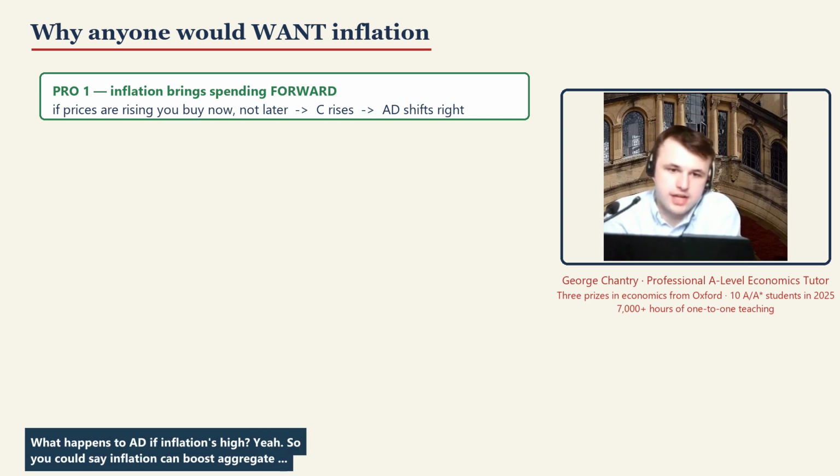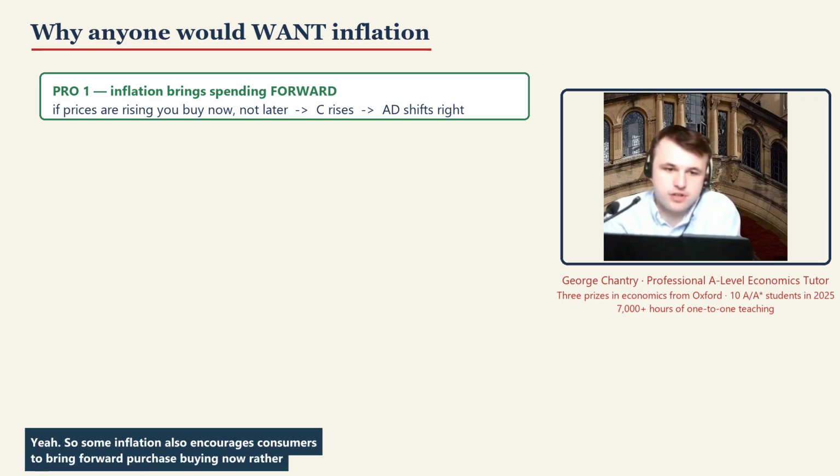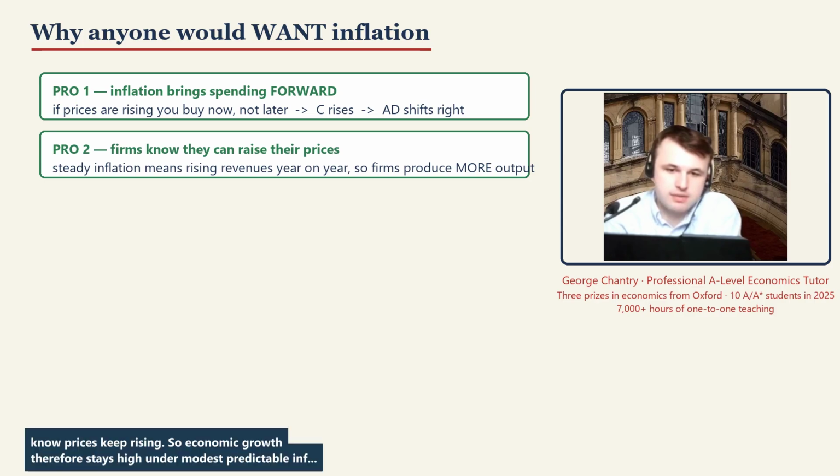Yeah. So you could say inflation can boost aggregate demand, right? So regular price rises encourage firms to produce more output. Some inflation also encourages consumers to bring forward purchases, buying now rather than later. Before prices rise further, consumers refuse to delay spending when they know prices keep rising. So economic growth therefore stays high under modest predictable inflation than under zero inflation or deflation.